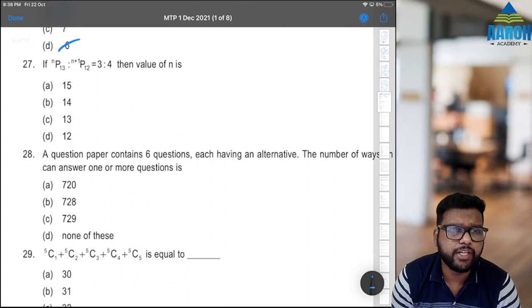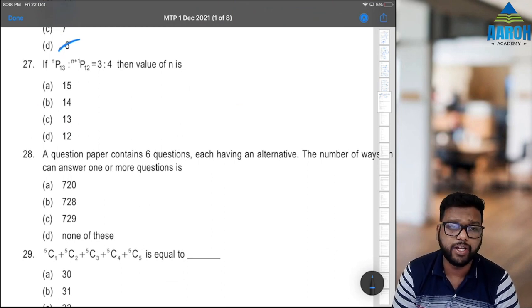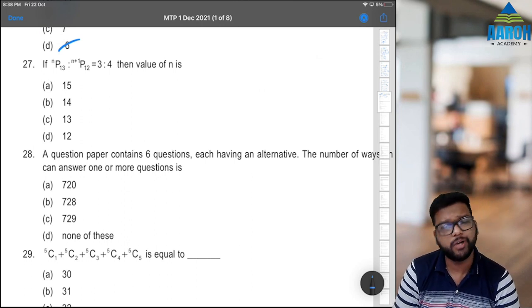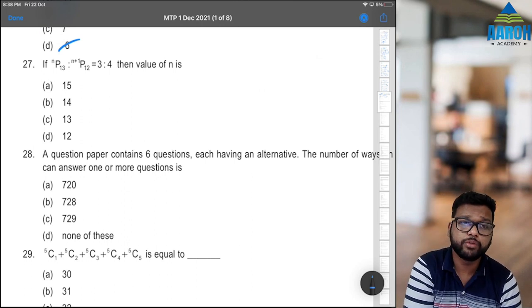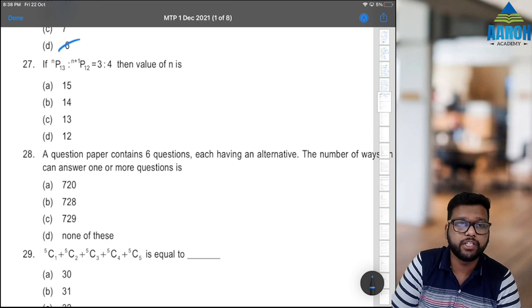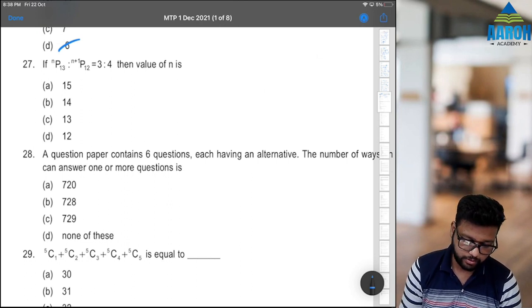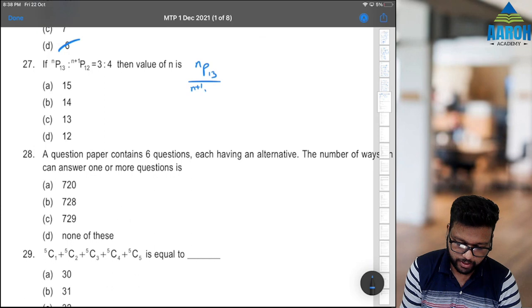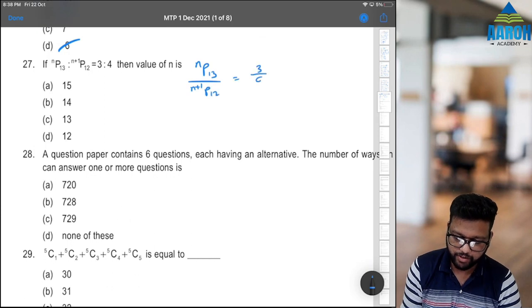27. If nP13 is to (n plus 1)P12 is 3 is to 4, then what is the value of n? Again, we can go by options if we want, but it will be better to simplify, because if we go by options it will be very big, right? So let's try to simplify. nP13 by (n plus 1)P12 is equal to 3 by 4, right?